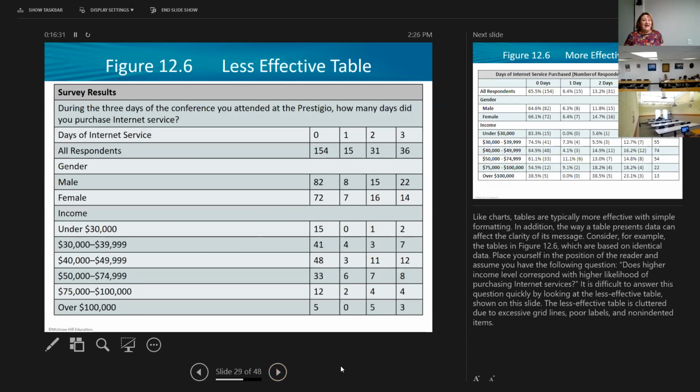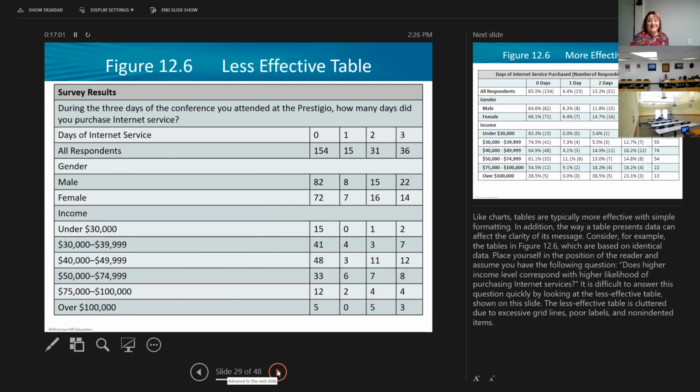Okay, this is a table that's really hard to read. It's the result of a survey, and I just kind of went blind even looking at it, knowing what I'm looking at. Days of internet service, 0, 1, 2, 3, and then lots of information here about the gender, the income, and so on. Hard to read, less effective.